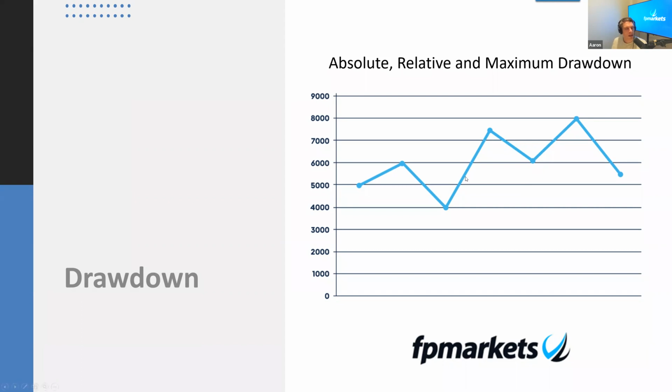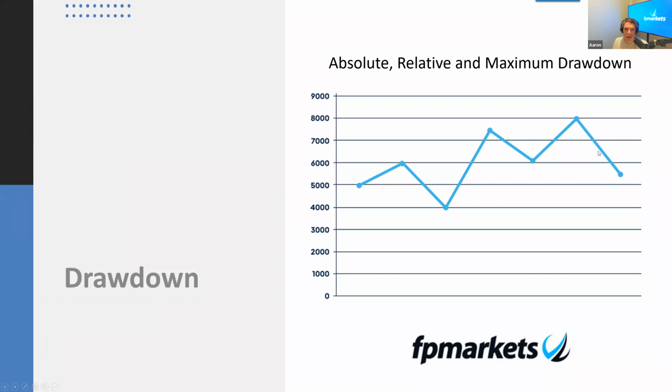Our initial deposit here is $5,000 US. The largest balance drop below the initial deposit is referred to as your absolute drawdown. As you can see, 5,000 to 4,000. So our absolute drawdown in this account is 5,000 minus 4,000. That's 1,000. That's your absolute drawdown in this case.